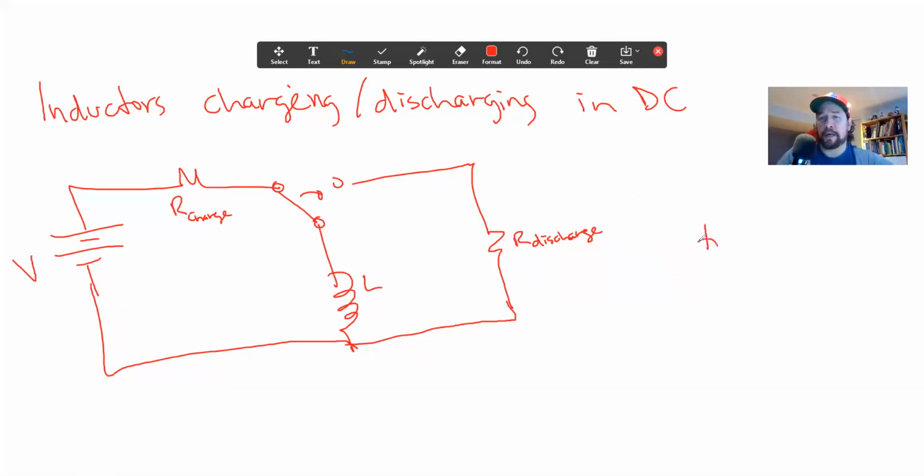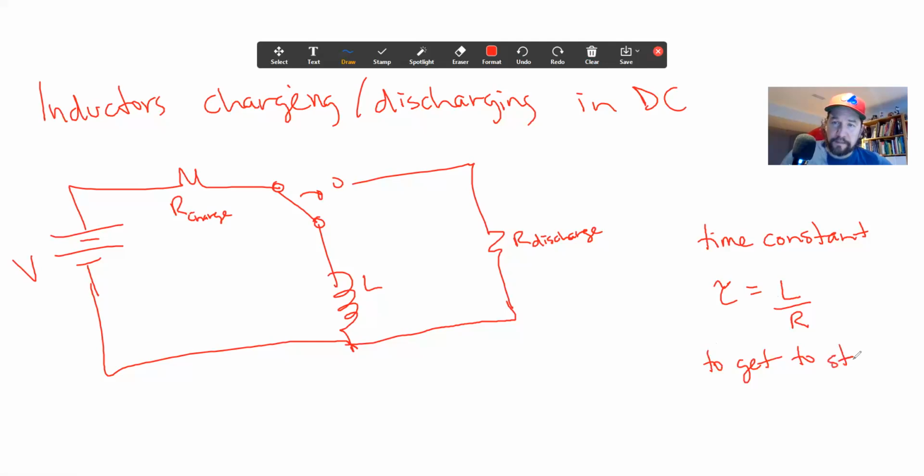First thing to talk about is the time constant, tau. We use tau whether we're charging or discharging a capacitor or an inductor, because it's the same thing. It's a concept. The time constant tells you how much time it takes to charge or discharge the inductor. Using calculus, it can be shown that for an inductor, L over R is tau. And remember, to get to steady state, it's still 5 times tau.